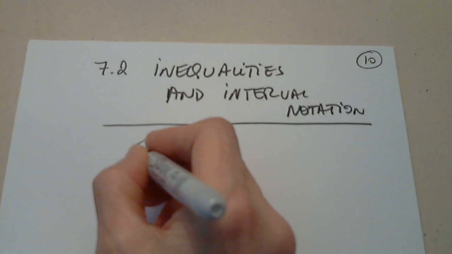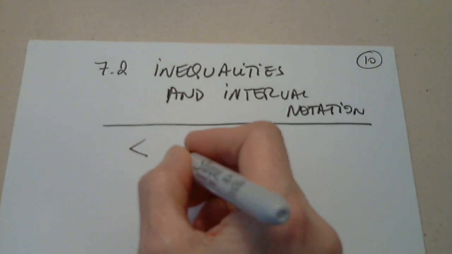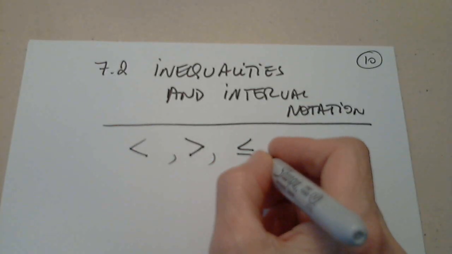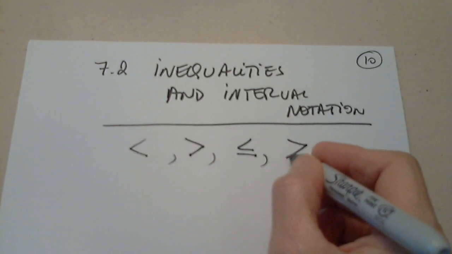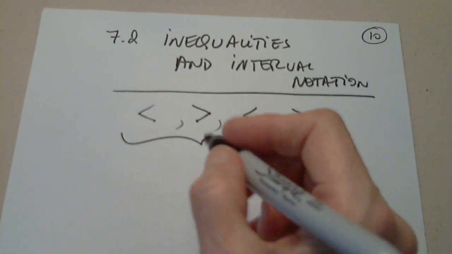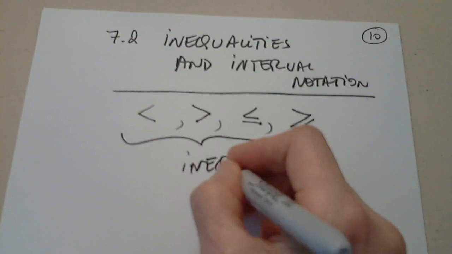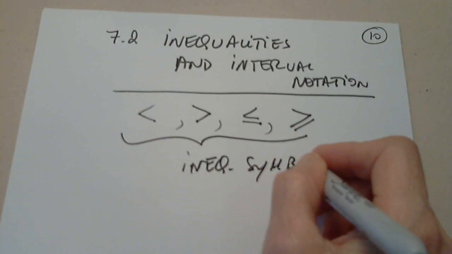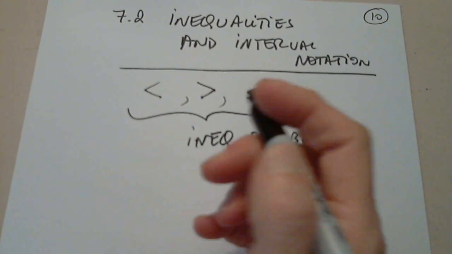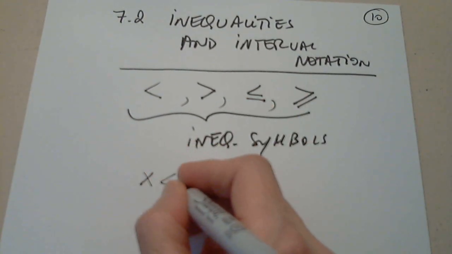Use the symbols of less than, greater than, less than or equal to, or greater than or equal to. These are the inequality symbols. Now, for example, what if I have x less than or equal to 2?